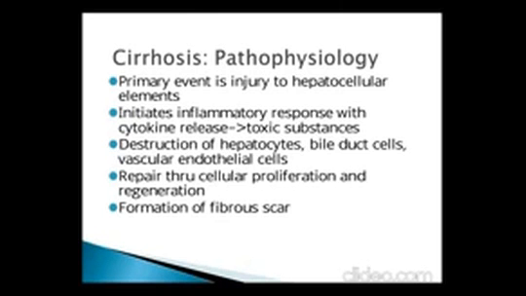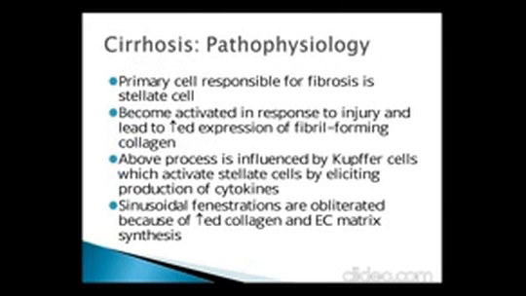Primary cell responsible for fibrosis is stellate cells. That is the key word. Highlight it. Stellate cells become activated in response to injury and lead to increased expression of fibril forming collagen. So this is again influenced by Kupffer cells, which activate stellate cells by eliciting production of cytokines.